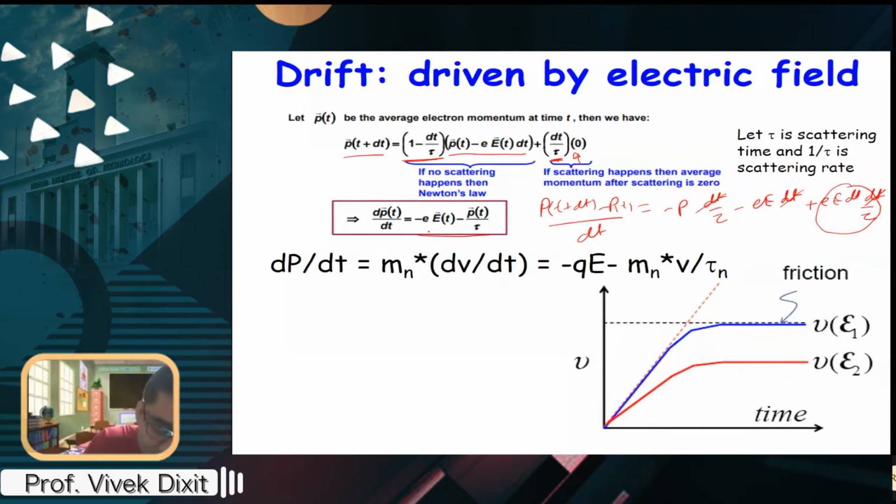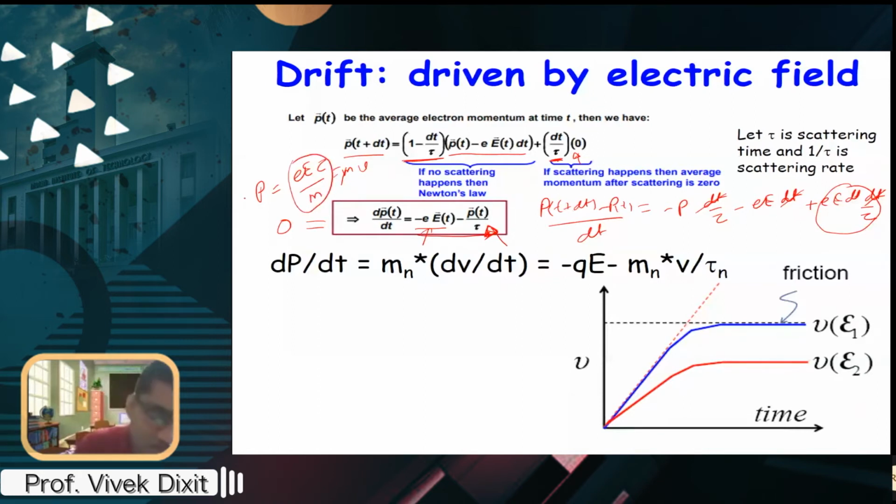So the overall force is basically the force due to the field and the effect of the scattering. This scattering is something like a drag force, right? Which neutralizes the total force. So the electron velocity keeps on increasing till the force of this random collision, or p by tau, is the same as the force due to the electric field. So at steady state, dp by dt will be 0, right? So that will tell you that p will be qE tau, right?